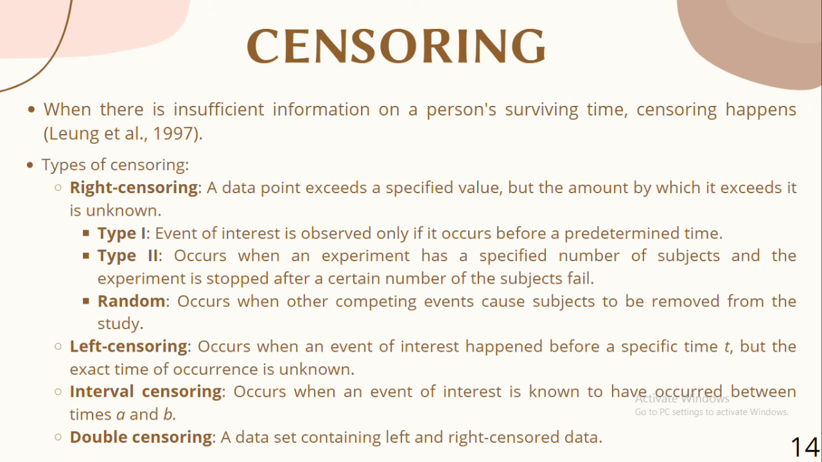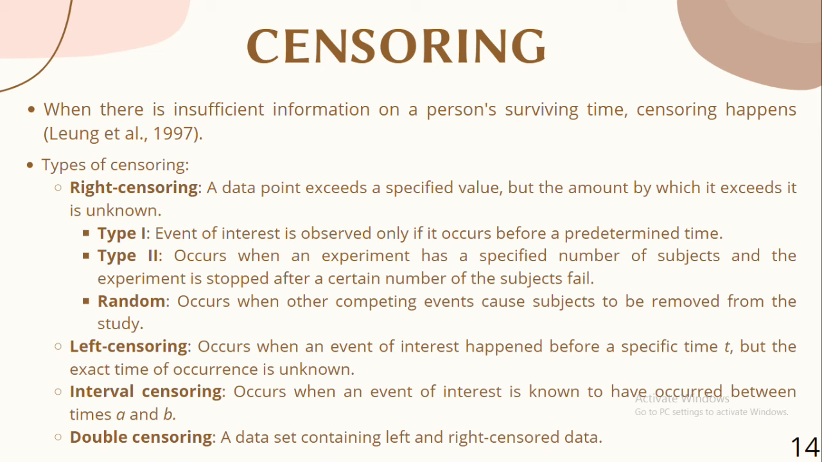So what is censoring? When there is insufficient information on a person's surviving time, censoring happens. There are a few types of censoring, including right censoring, left censoring, interval censoring, and double censoring. Okay, the first one is right censoring. It is when a data point exists at a specific value, but the amount by which it exists is unknown. Right censoring can be classified into 3 types.